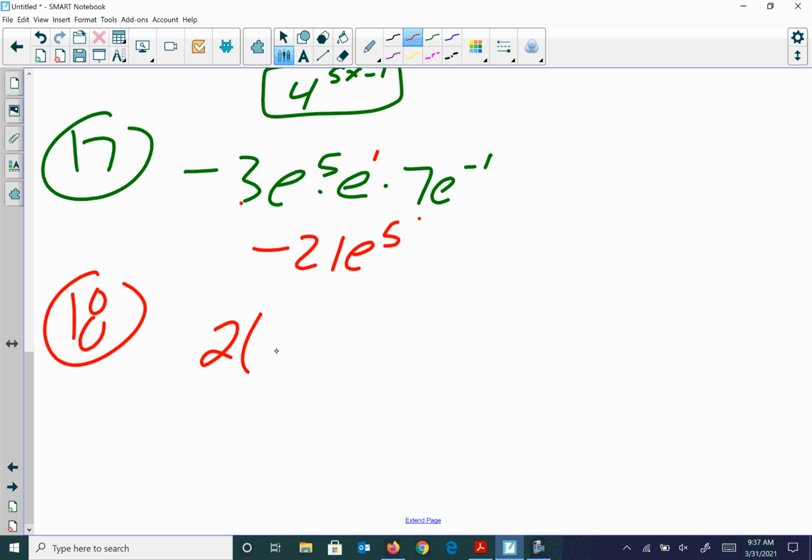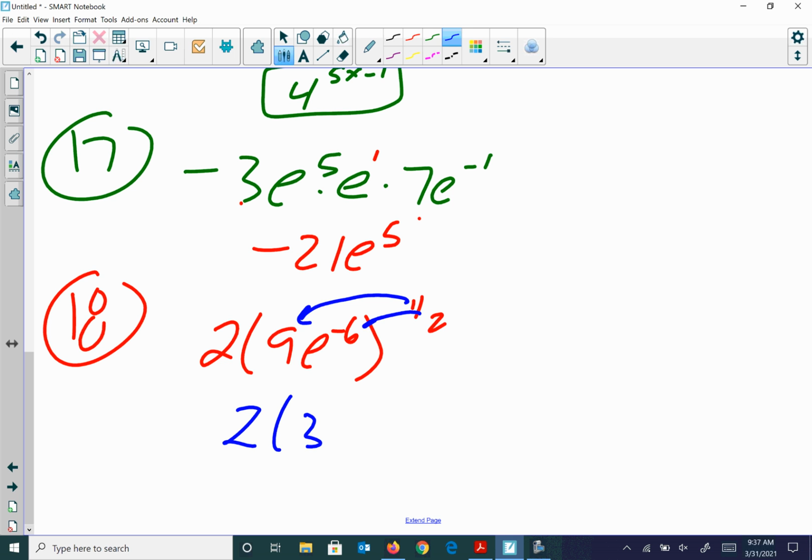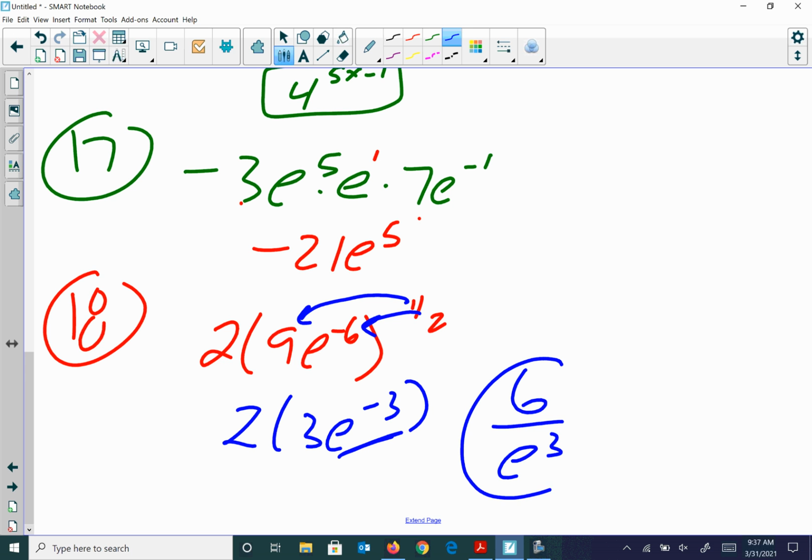18, I get 2 times (9e to the negative 6) to the 1/2. Okay, remember the 1/2 power is the same thing as the square root. So the square root of 9 is 3. And then I'm going to take half of that, so that's e to the negative 3. 2 times 3 is going to give me 6. This is going to move downstairs, so I get e to the 3rd on the bottom.